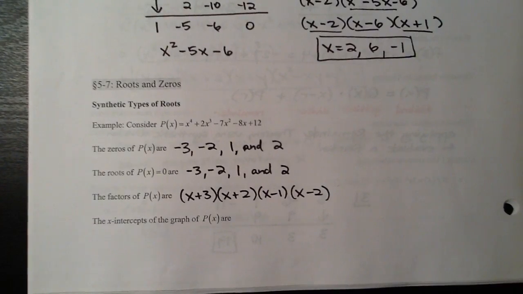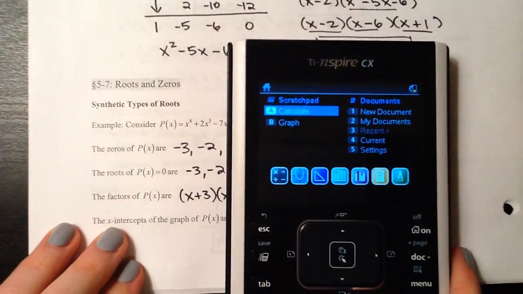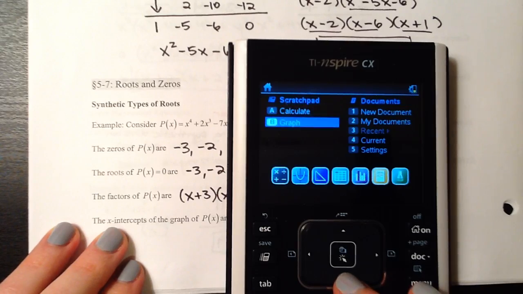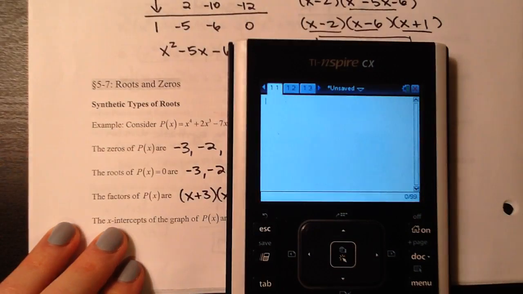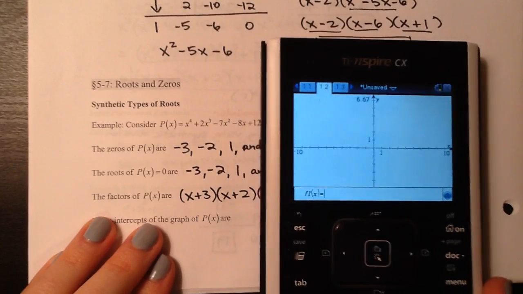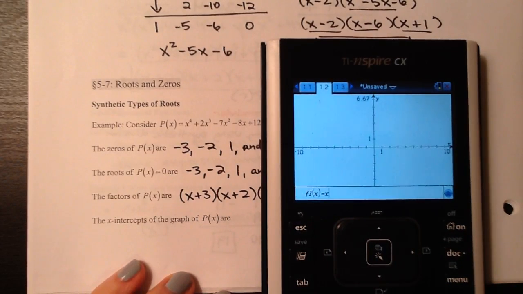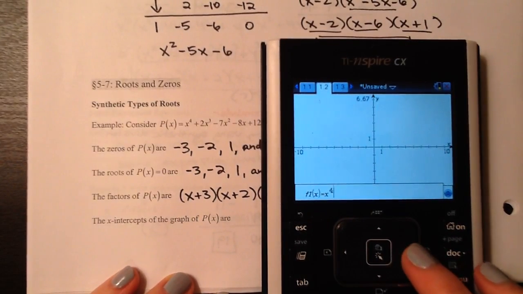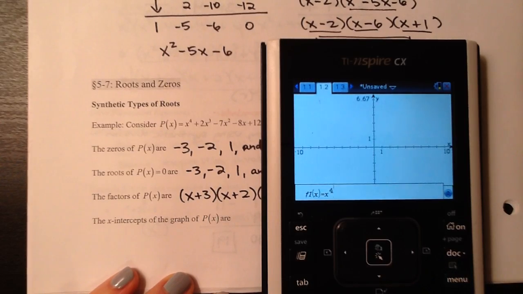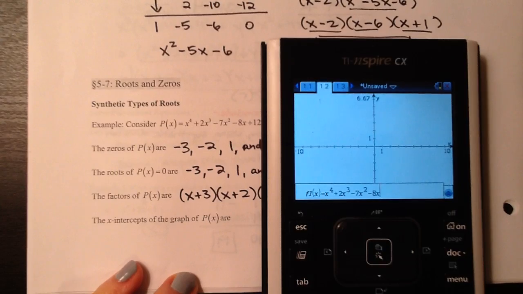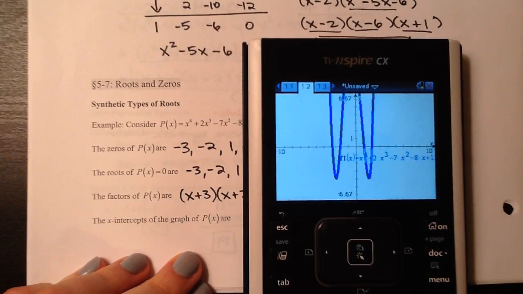And then the x-intercepts. Let's take a look at these x-intercepts. So I'm going to put a graphing page on here. And we're going to plot this polynomial that I gave to you. So x to the 4th, make sure whenever you do this you get your arrow out of the exponent, plus 2x cubed, again get that arrow out, minus 7x squared, minus 8x plus 12. Oops, that's 11, 12. Okay, so when we hit enter, we're going to see what all of our x-intercepts are.